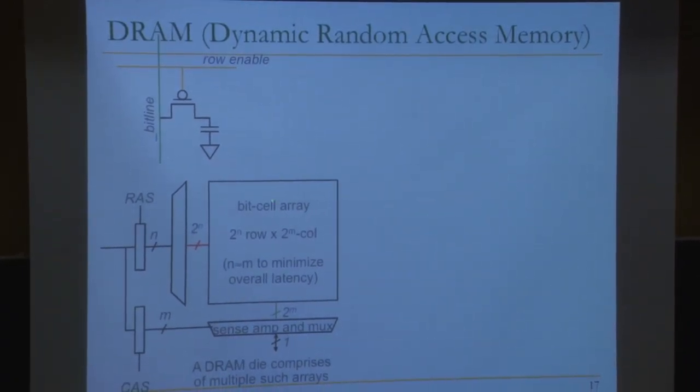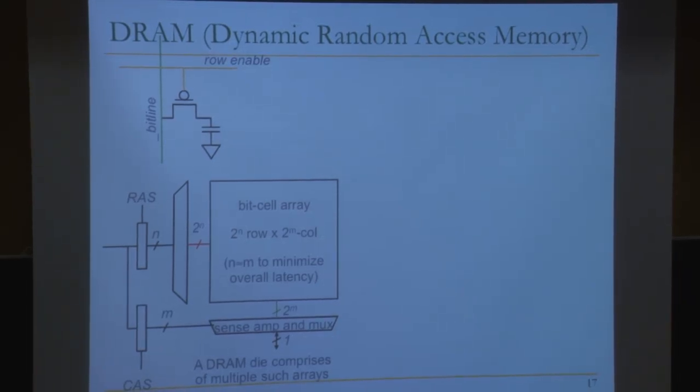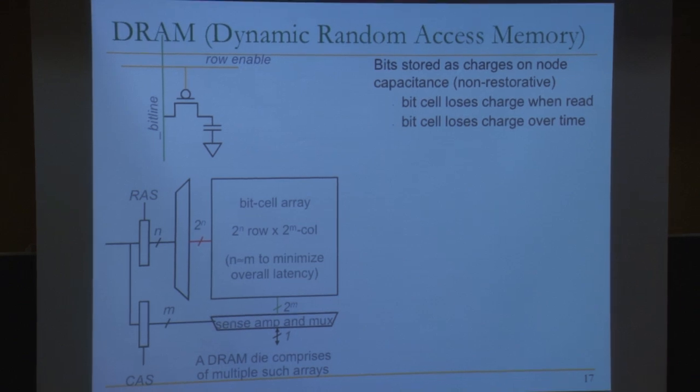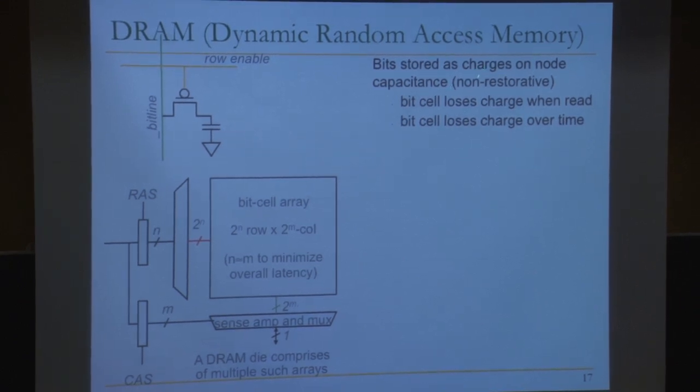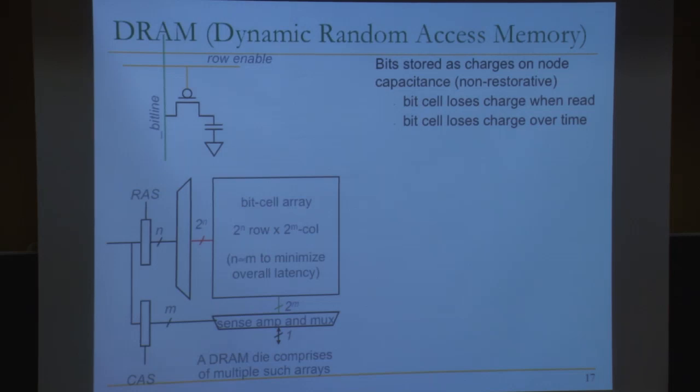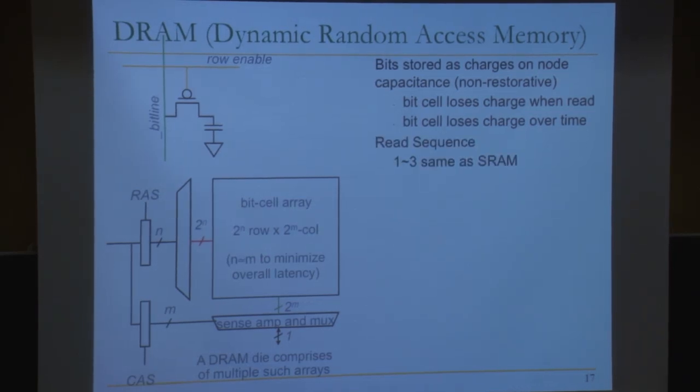We'll see the structure of a DRAM, but this is the structure of a single DRAM bank. But you can have many, many banks. I think I've already given you this. Basically, the bit cell loses charge when read, and over time as well. The read sequence is very similar to SRAM, except you need to do the sense amplification at the bottom, because the capacitor is discharged, and the capacitor actually carries a very small charge. The small charge needs to be sensed. You can think of that sense amplifier as an SRAM, as a row of SRAM cells, and that's usually what it is.